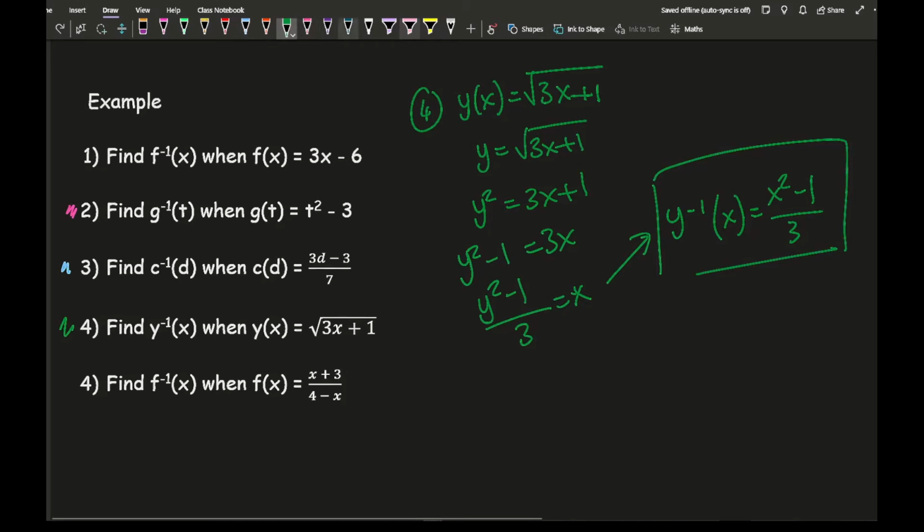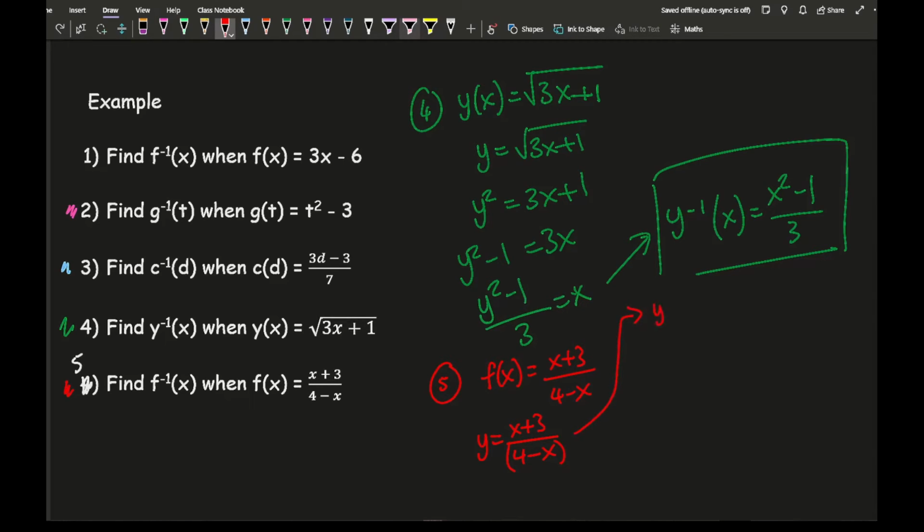And then moving on to question 5, with number 5 we've got a double-sided equation. So here I've got f of x equals (x plus 3) over (4 minus x). So I've got y equals (x plus 3) over (4 minus x). Now I'm going to put the denominator in brackets. So then what I get is y times (4 minus x) equals x plus 3. Expand the brackets out, I get 4y minus yx equals x plus 3.